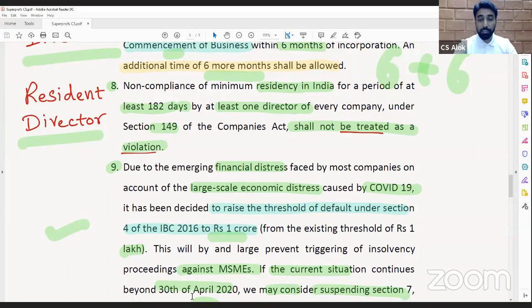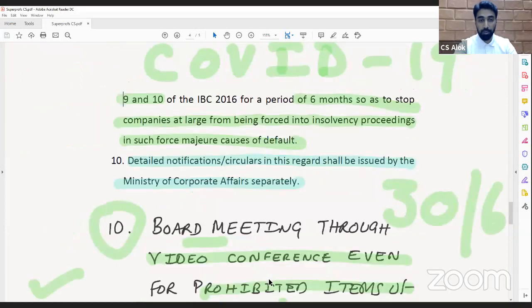If the current situation continues beyond 30th April 2020, we may consider suspending sections 7, 9 and 10. So the government is also telling in IBC that it will give you more relaxation if this problem does not get solved. Of course, we should all hope it solves quickly, but if there is no solution, that time even sections 7, 9 and 10 of IBC will be given relaxation for 6 months, to stop the companies from going into insolvency proceedings.